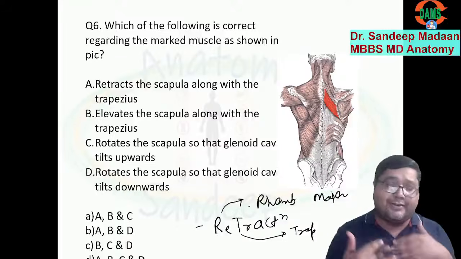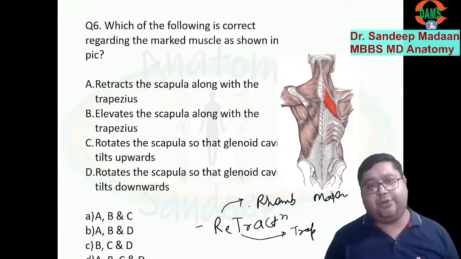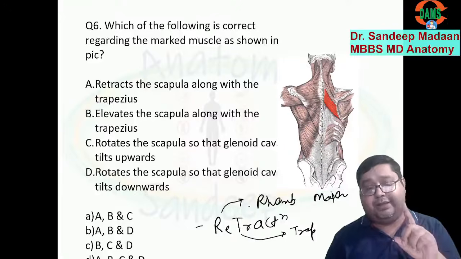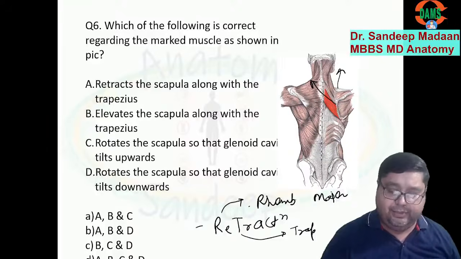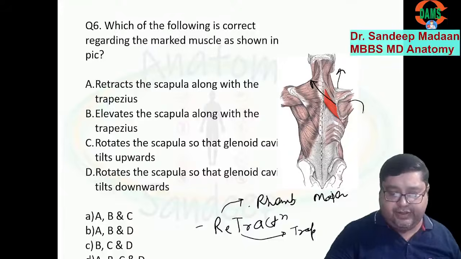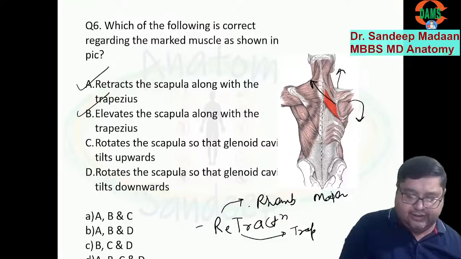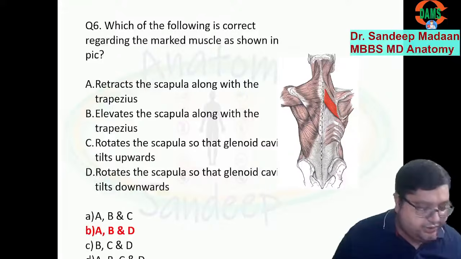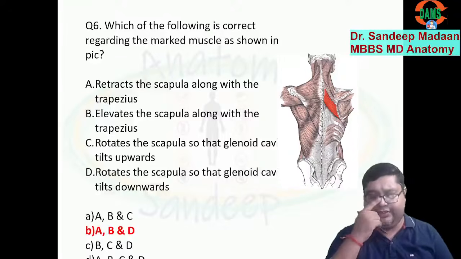But if at all they ask for the combination of actions, of course it will do elevation also, because the muscle is from above. The scapula will move upward. But is it a vertical pull? No, it is an oblique pull. Because it is an oblique pull, the glenoid will face downward. Yes or no? So retraction, yes. Elevation, yes. Glenoid cavity downward, yes. A, B, and D will be the answer. Please confirm, everyone. Did you get the answer? Along with the answer, the whole topic is clear. I will ask the next question now.